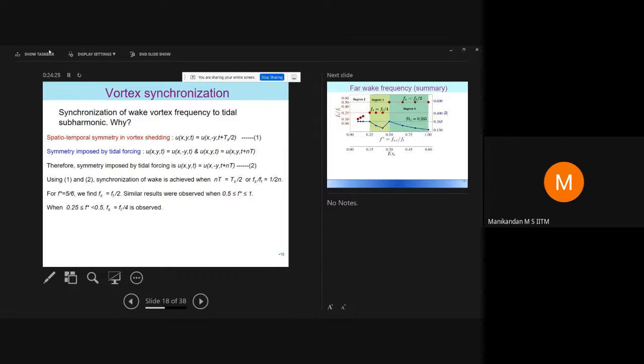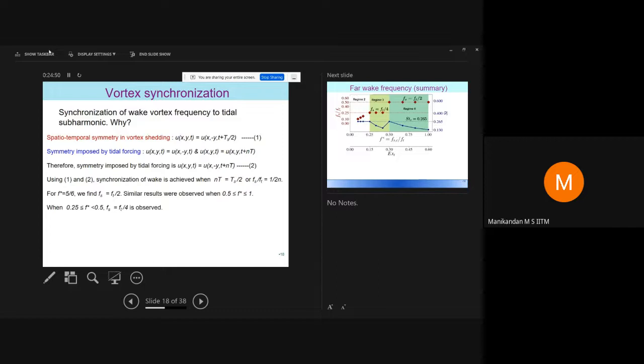And the tidal forcing, you have a body force that's going back and forth, right? So what it's trying to do is impose u(x,y,t) equal to u(x,-y,t). So x is the distance from the object, y is the distance away from the center line.